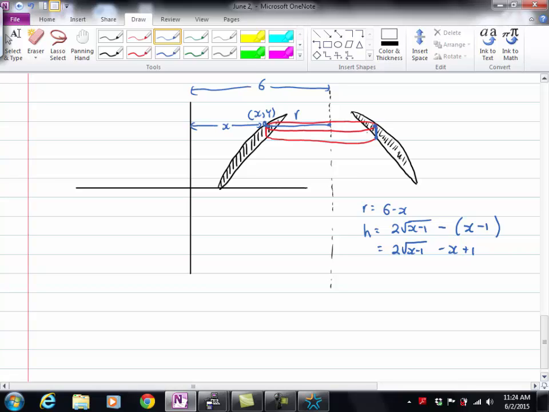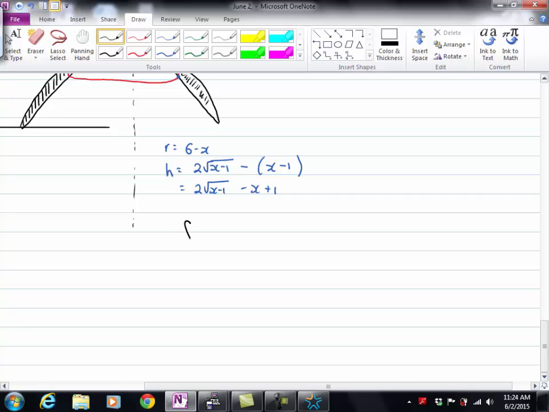So in this question, it looks really, really complicated. But I'm going to put everything together and you're going to see how it fits. So I have the integral from 1 to 5. Sorry, I'm going to put 2 pi here. 1 to 5. Now, this becomes 6 minus x times 2 root x minus 1 minus x plus 1.